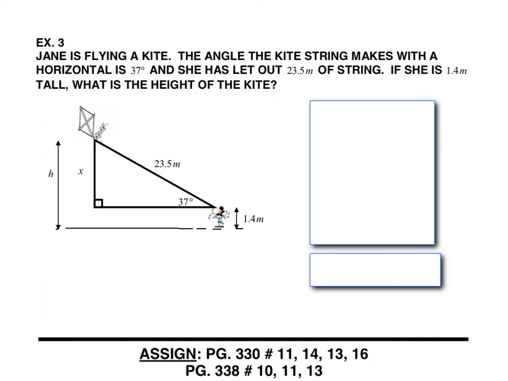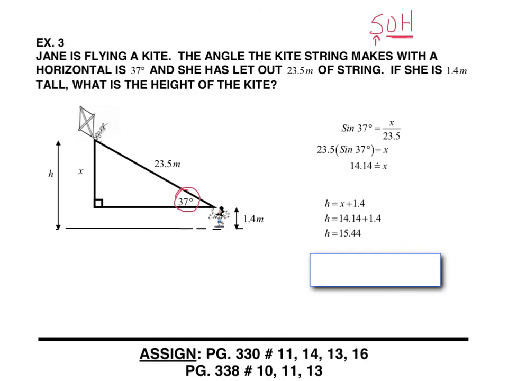Circle your reference angle of 37 degrees. Label your side lengths as opposite, adjacent, or hypotenuse. So this one's going to be opposite, and this one's going to be hypotenuse. We haven't done this note yet, but again, SOH CAH TOA. This is where the opposite and hypotenuse are, so we're using the sine ratio, and we end up getting sine of our angle, which was 37 degrees, is equal to opposite over hypotenuse. The 23.5 comes over and multiplies. Punch that on your calculator, you get 14.14.